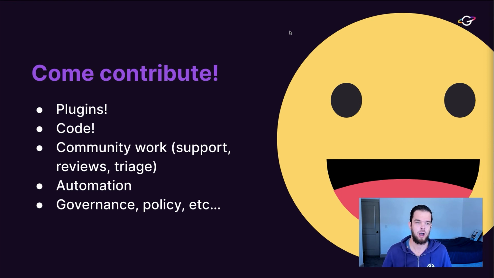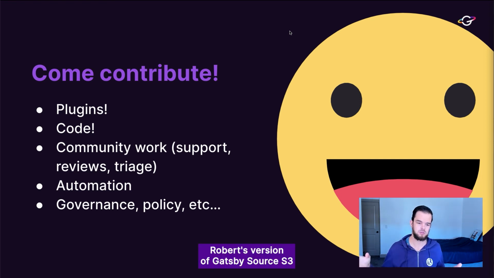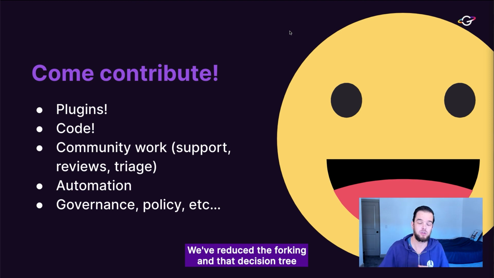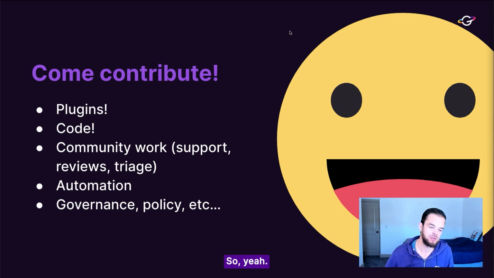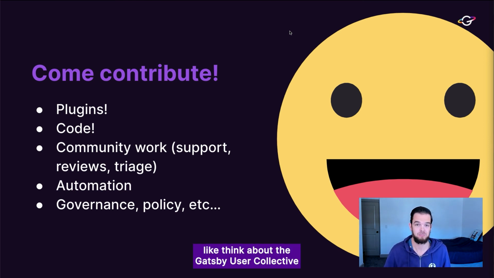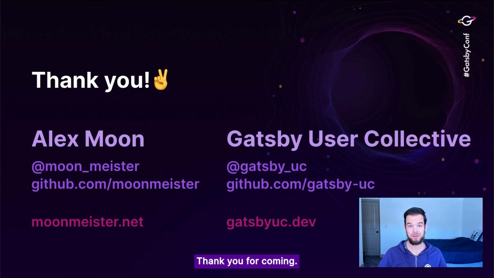And so Robert's version of Gatsby-verse S3 has now been deprecated and merged in and released as the original namespace and no longer under his name scope, which is great, right? We've reduced the forking and that decision tree from 3 plugins to 2 plugins, which is great. And if you're building new plugins from scratch, think about the Gatsby User Collective as a place that you could do that.